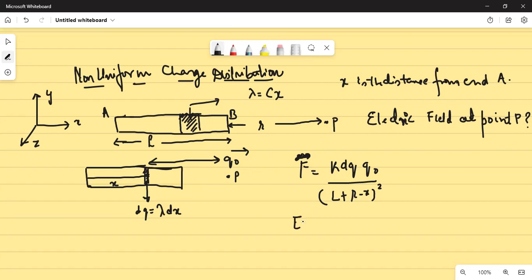Now, what would be the field? The field strength would be limit Q naught tends to 0, F upon Q naught. And this will be, I think, K dq. Instead of dq, what you can do is write lambda dx divided by (L plus R minus x) whole square. Is that clear to you till now?